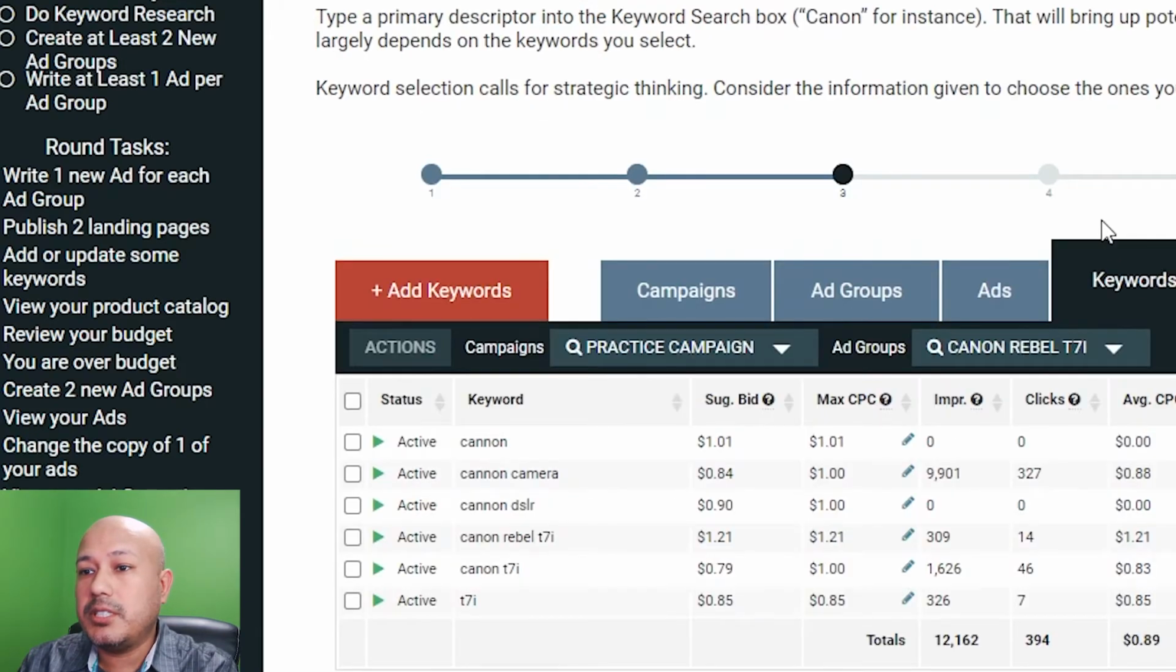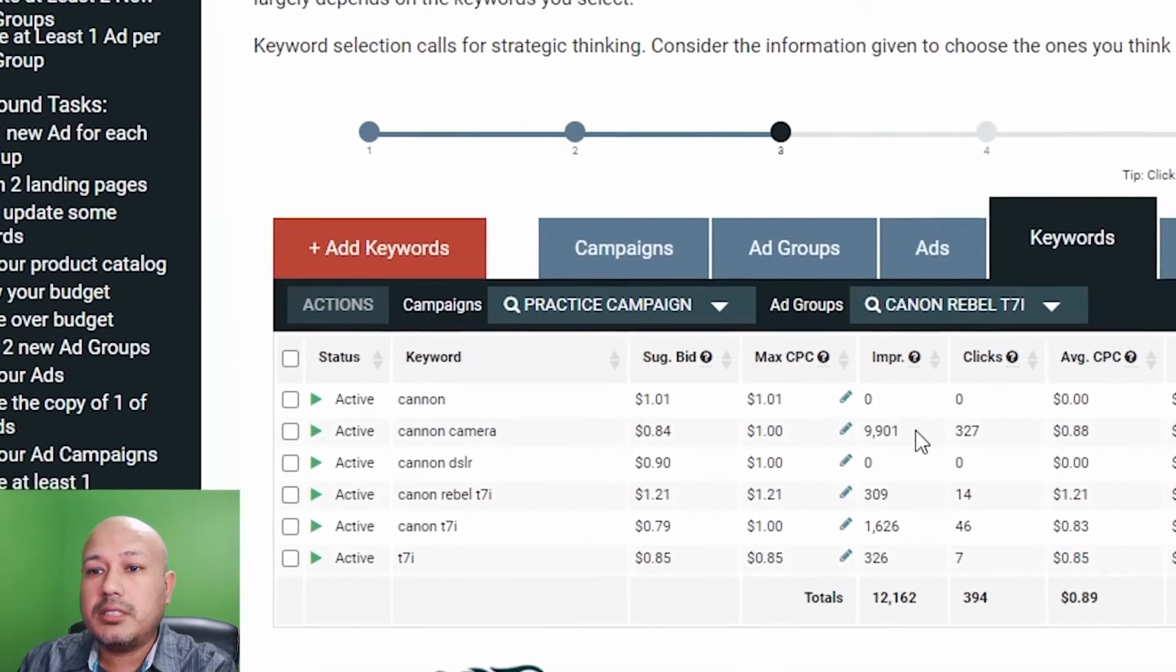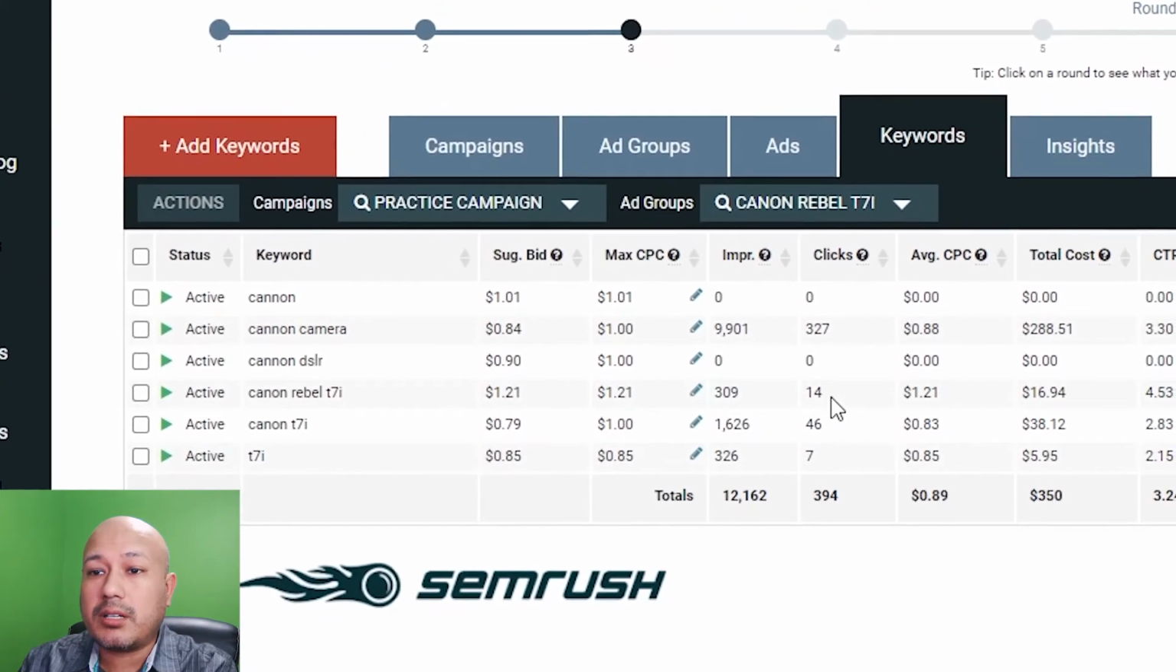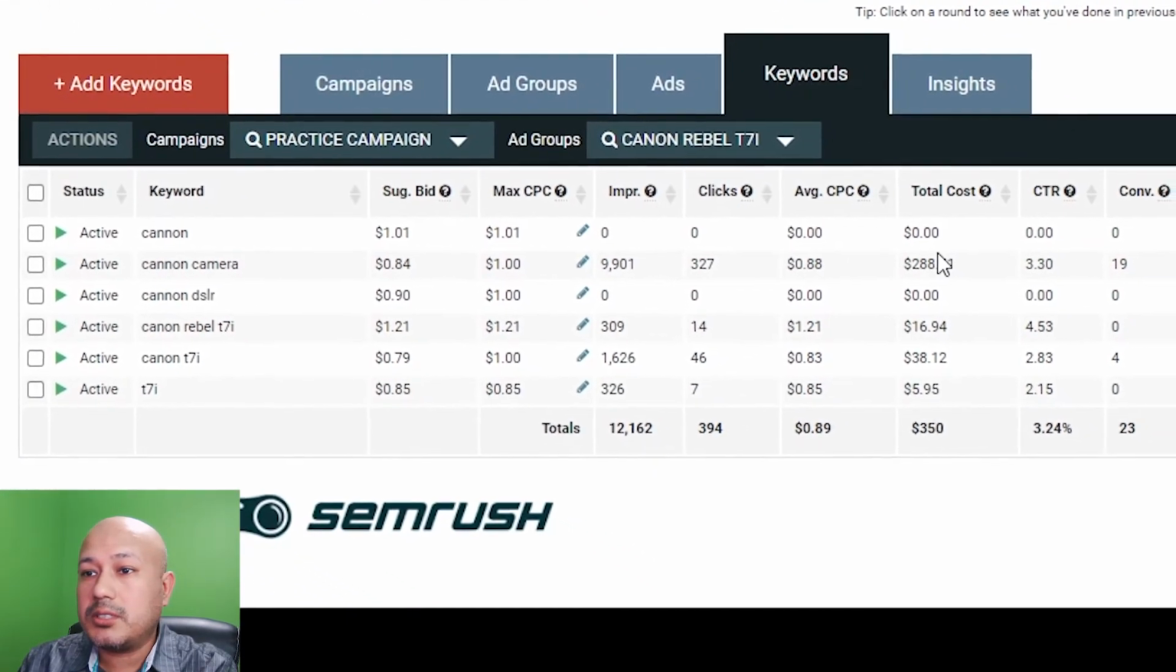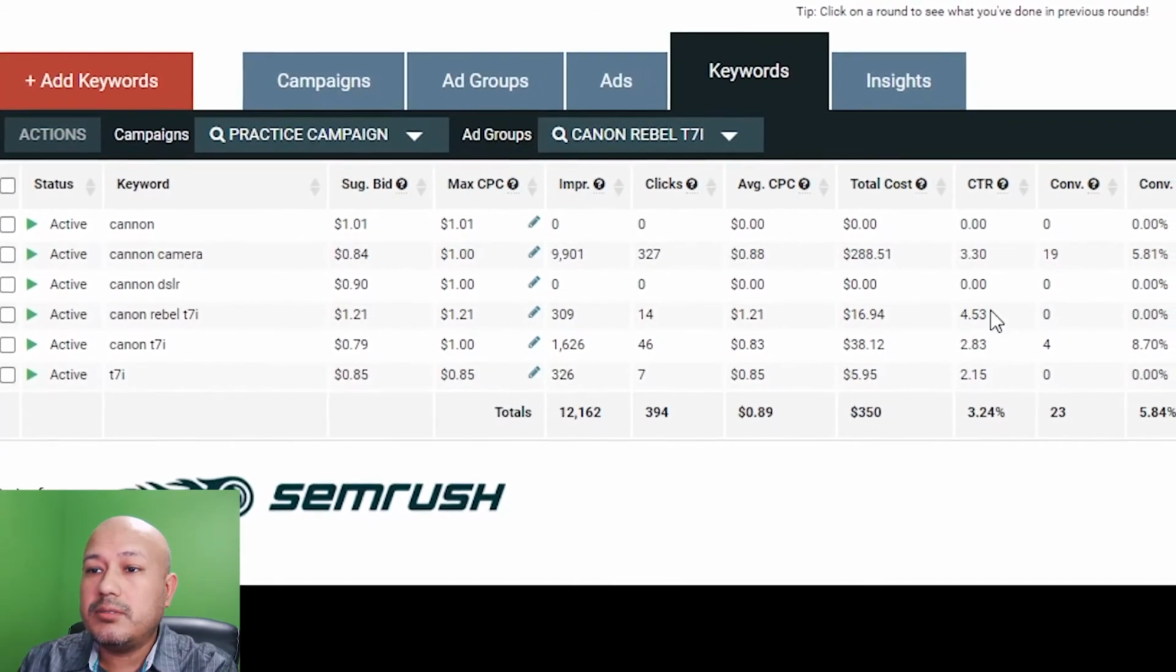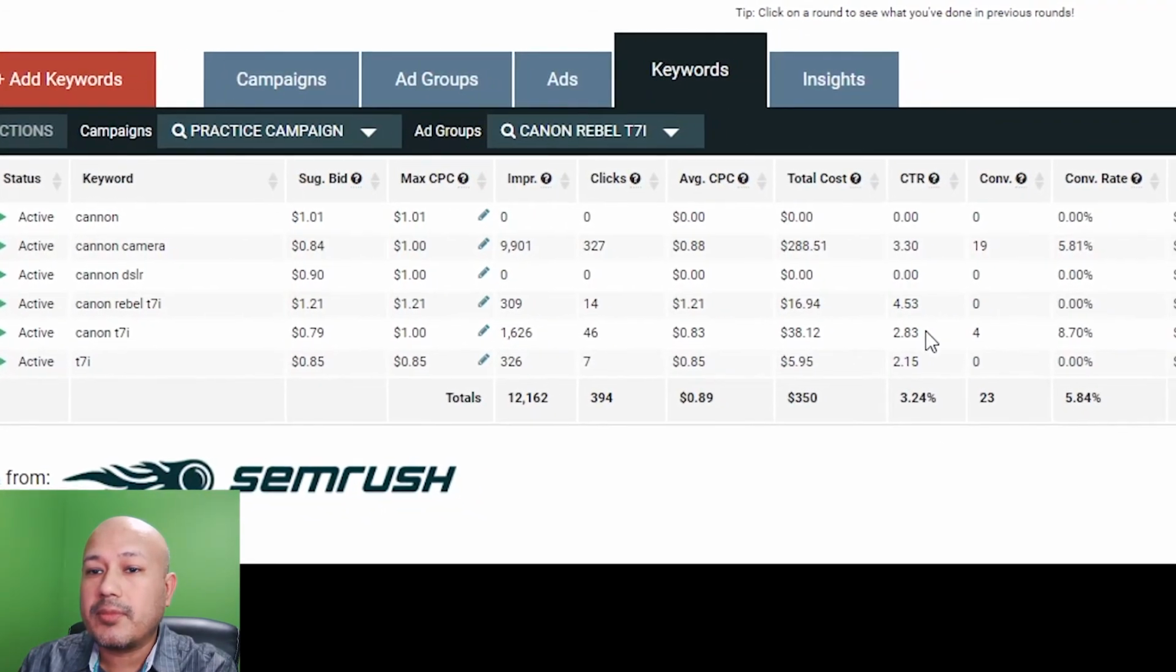So here, let's see, impression, we say Canon, the impression is 0. Could be because Canon is a very competitive keyword, right? Again, Canon DSLR, the keyword impression is still 0. So for Canon camera, for Canon Rebel T7i, we can see that for these, which the ad is also relevant towards, this particular example is generating impressions, right? This is generating impressions, and we are also getting clicks. So average cost, total cost, click-through rate 3 versus 4.5, right?